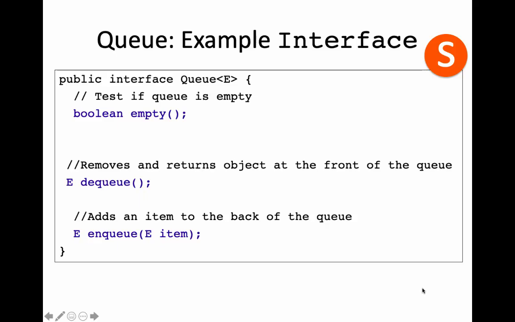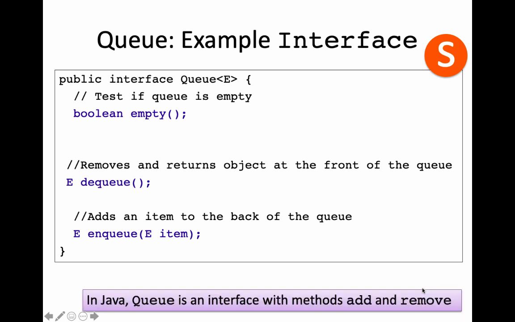Okay, here's how I designed my queue interface. Again, it's parameterized. I've got an empty, a dequeue, and an enqueue. And actually, in Java, a queue is an interface, and the method names are add and remove. But it's a little more typical to think about a queue as having an enqueue and a dequeue method.